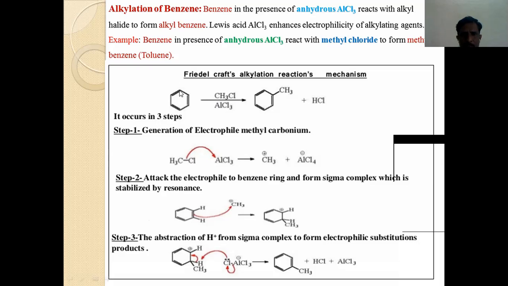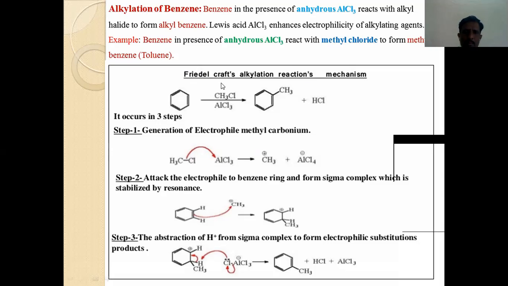And what happens on this benzene molecule: one CH3 gets attached, this Cl is eliminated, and H, hydrogen from this benzene, gets eliminated. One H from benzene and one Cl from CH3Cl. The byproduct is HCl. Now, during this step, benzene is alkylated, meaning an alkyl group is attached to benzene. So this reaction is called the alkylation of benzene, and as it was discovered by Friedel and Crafts, this reaction is called the Friedel-Crafts alkylation reaction.